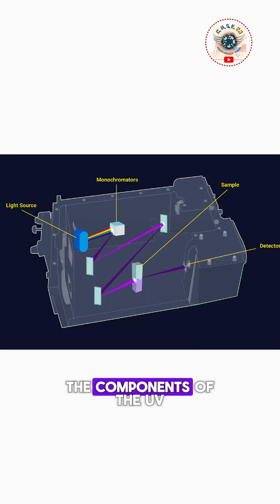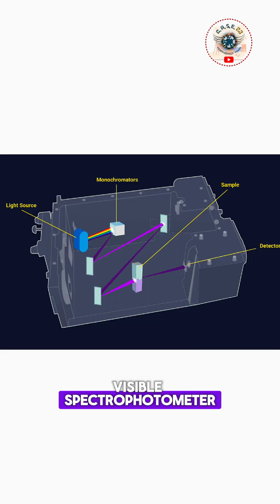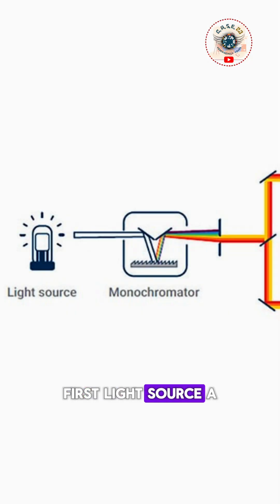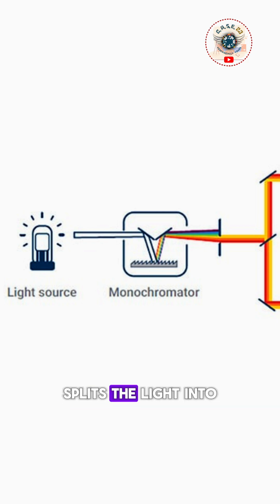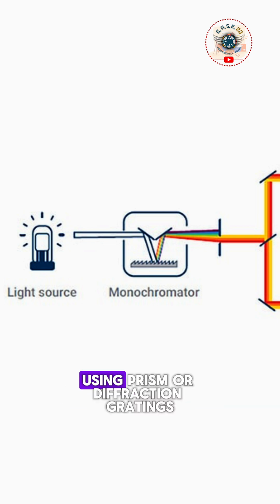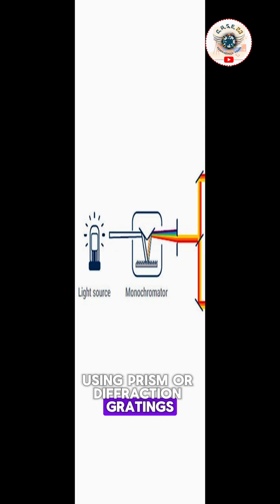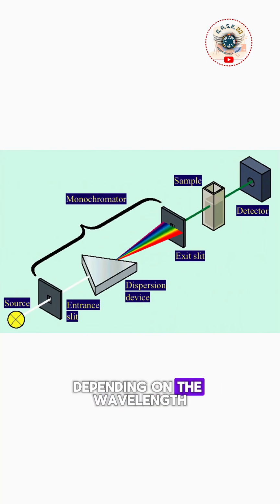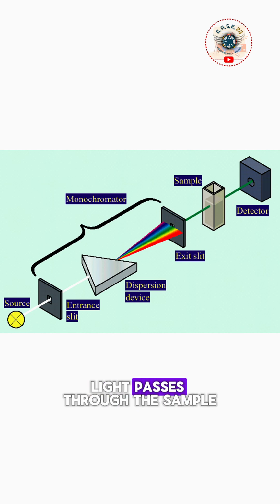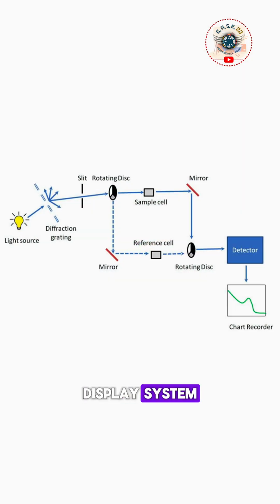Now let's look at the components of the UV visible spectrophotometer. First, the light source: a deuterium lamp for UV and a tungsten lamp for visible light. Second is the monochromator, which splits the light into individual wavelengths using a prism or diffraction grating. Third, the sample holder: quartz or glass is used, depending on the wavelength. Fourth is the detector, which detects the amount of light passing through the sample. Finally, the display system shows the absorbance or transmittance reading.